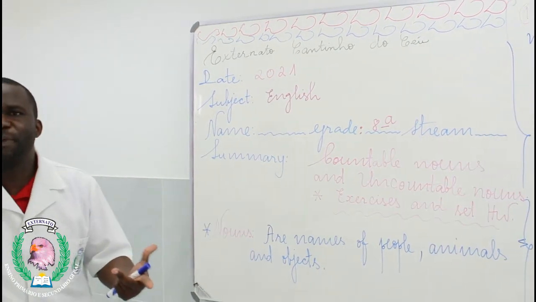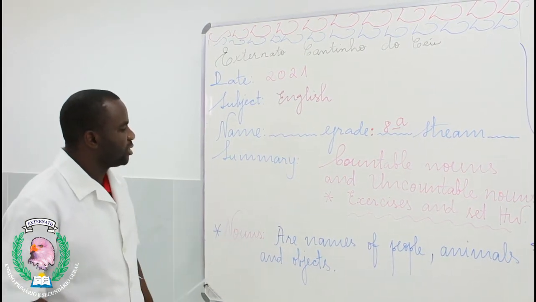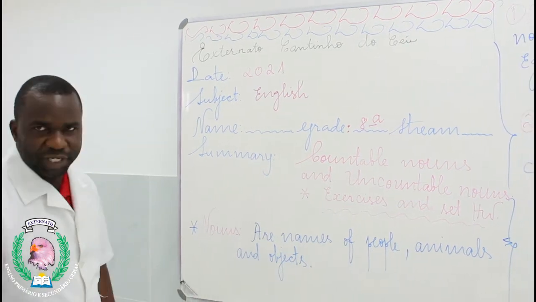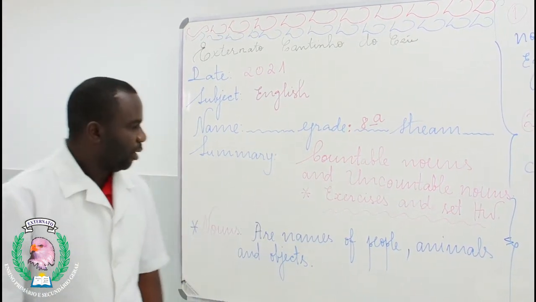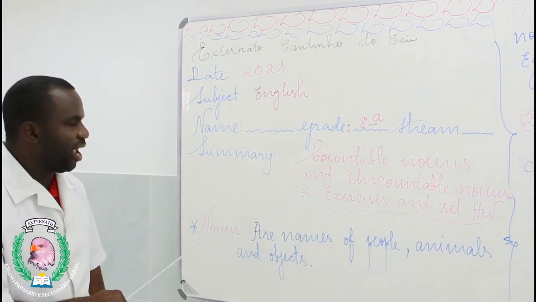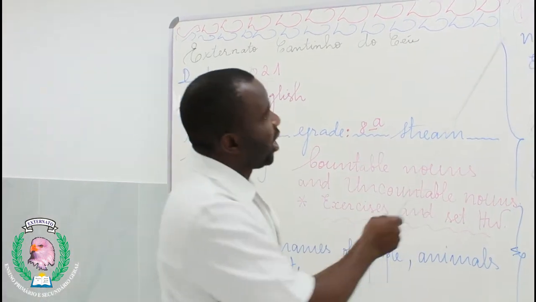What do you understand by nouns? In simple words, we say that nouns are names of people, animals, and objects. Are we together? People, animals, and objects. Here we have nouns.